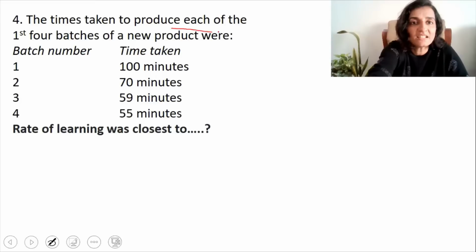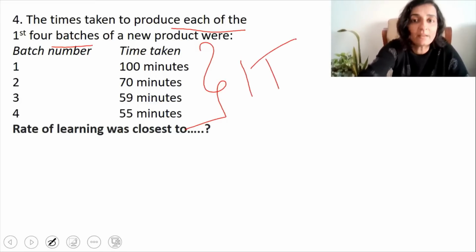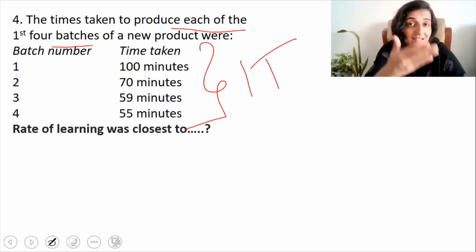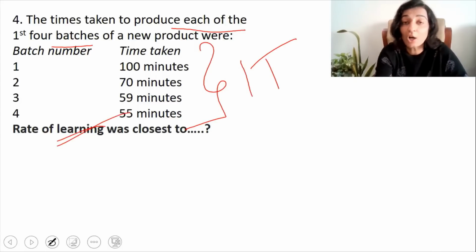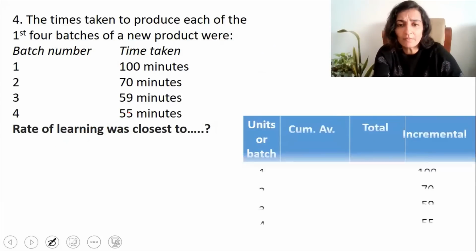Question number 4, the time taken to produce each of the first 4 batches of a new product were. So since they have said each of the first 4 batches, this is nothing but the incremental time. So the incremental time of the 4 batches have been given. What is the rate of learning?